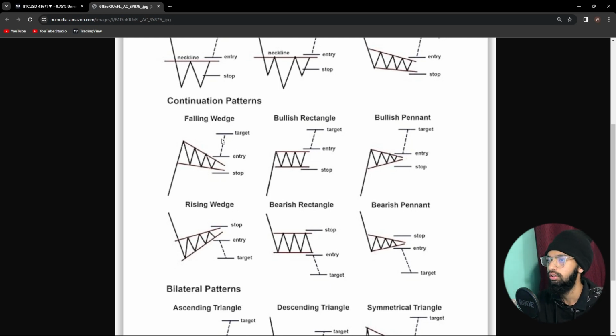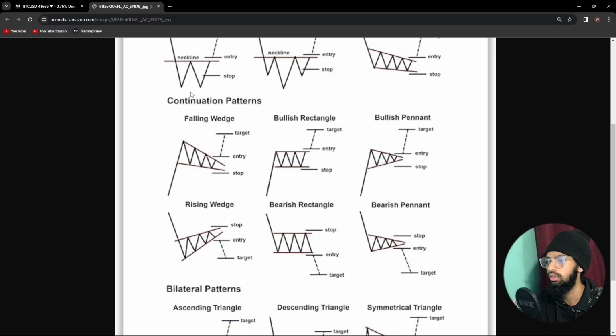As you can see, the first continuation pattern is called a falling wedge. The original position is that it's coming up, it does a zigzag pattern downwards, and since it was coming up at first, after the downward zigzag pattern it continues going back up.